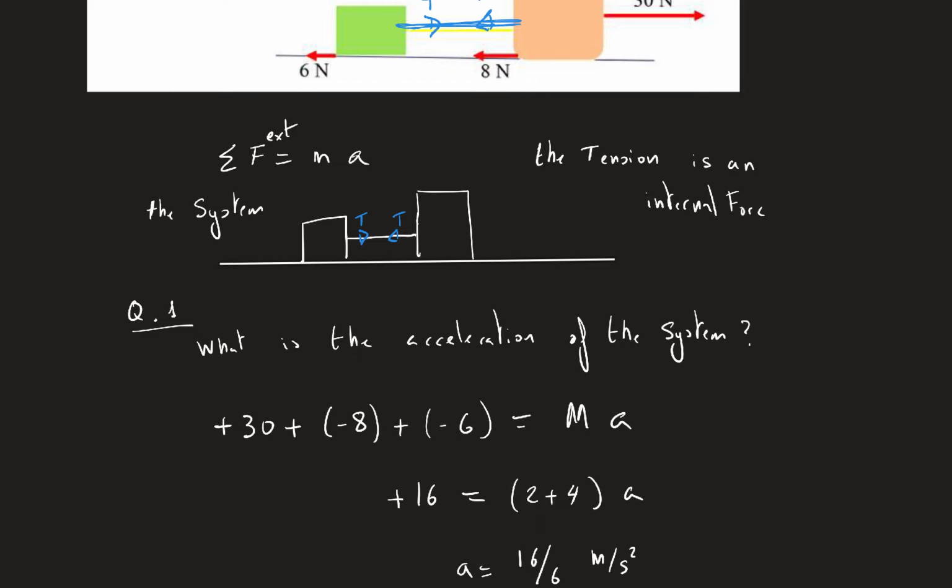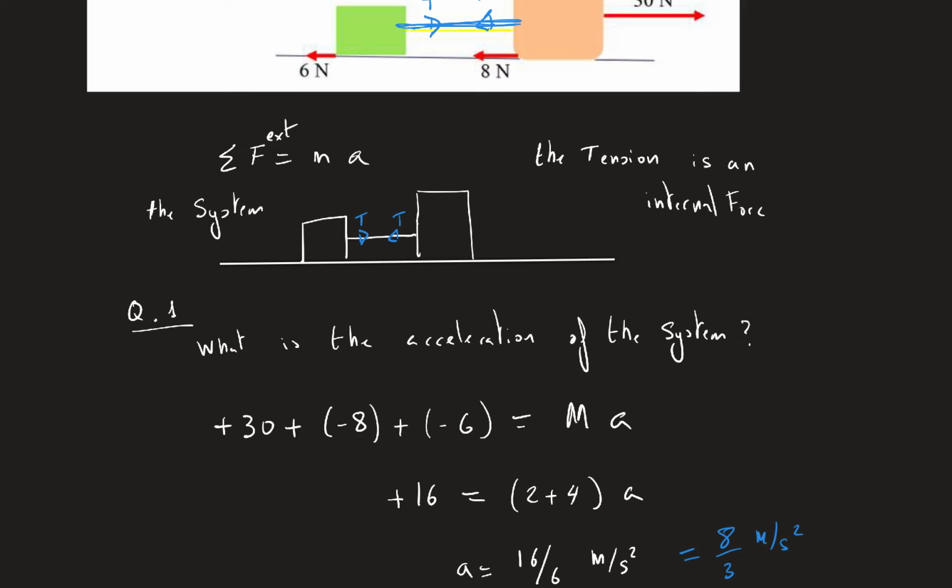So 30 plus minus 8 plus minus 6 is the mass times the acceleration. 30 minus 8 minus 6 is 16 to the right. The mass is the mass of the system, 4 and 2 is 6, and the acceleration is A. The acceleration is what we will find. This is the acceleration of the system. The acceleration will be 16 divided by 6, that is the same as 8 divided by 3 meters per second squared.